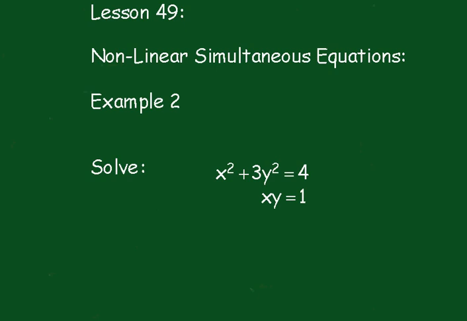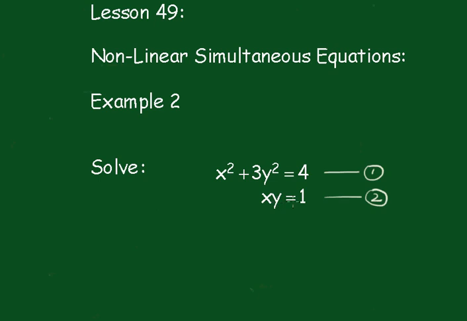Lesson 49, Nonlinear Simultaneous Equations, Example 2. We have to solve x squared plus 3y squared equals 4 and xy equals 1. Now what I'll do here, I'll label those. This is equation 1. This one here is equation 2.